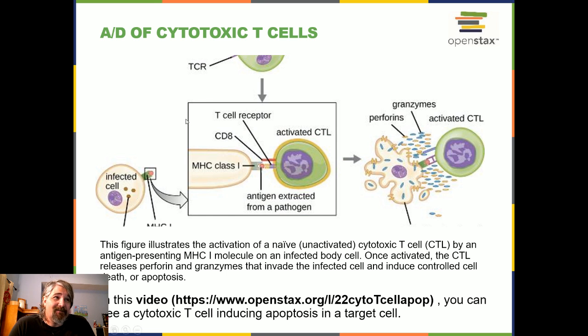So the activation and differentiation of cytotoxic cells is next. And I'm not going to try to pop that up right now. But let's see. So we have the CD8. Remember the cytotoxic ones. There we go. MHC class 1.